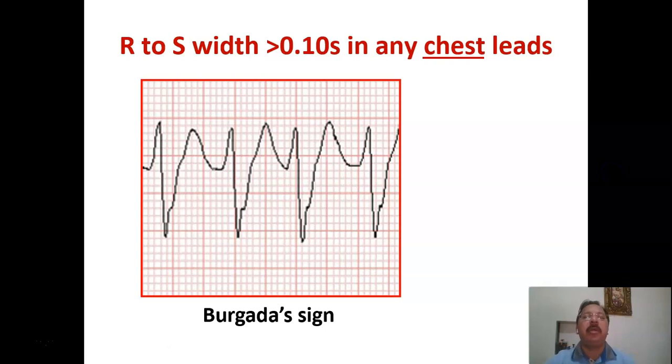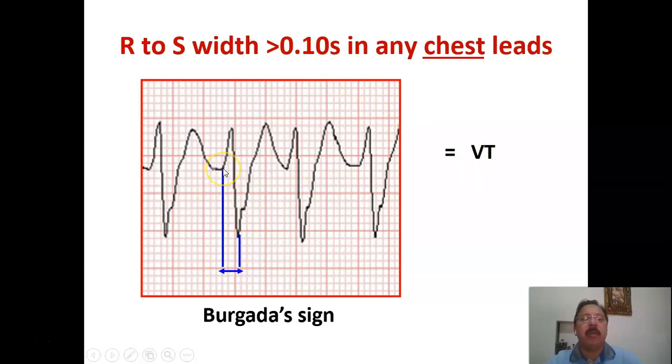If you are doubtful about the loss of RS pattern, then look at the width of the QRS complexes, especially the R to S width. If it's more than 0.10 second in any chest leads, this is your Brugada sign. If you get R to S width more than 0.10, it's again in favor of ventricular tachycardia.